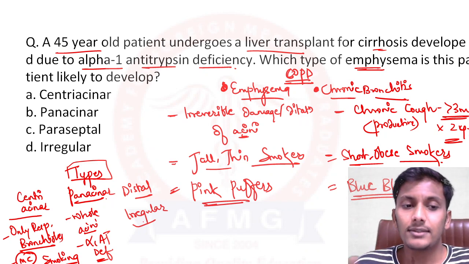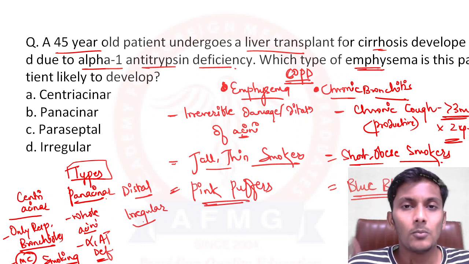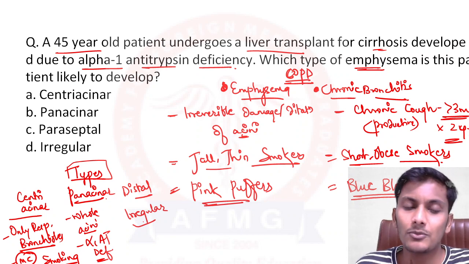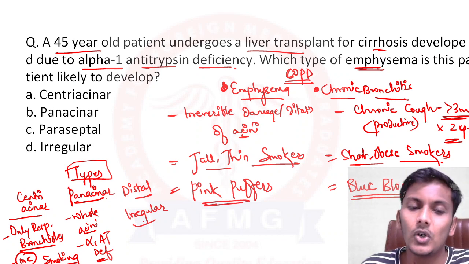But the most important one, Centriacinar, is the most common type, most commonly associated with smoking, and only respiratory bronchioles are affected. The second most common is Panacinar emphysema, where the whole acini would be affected, and it is most commonly associated with alpha-1 antitrypsin deficiency.